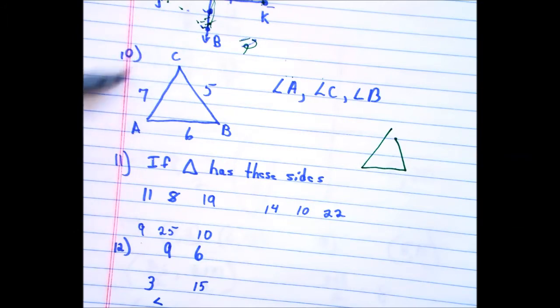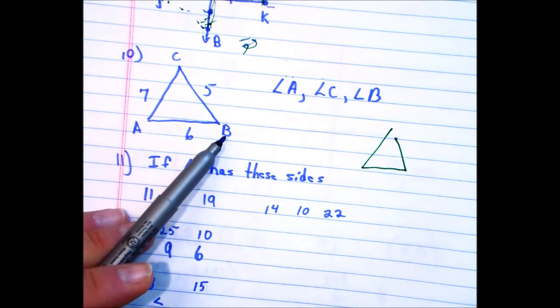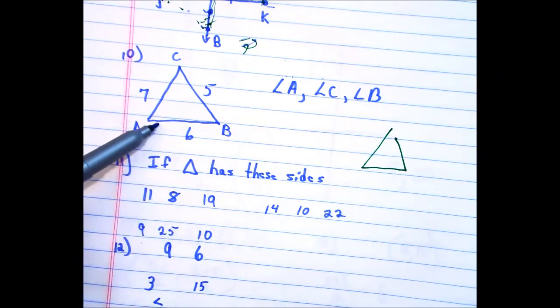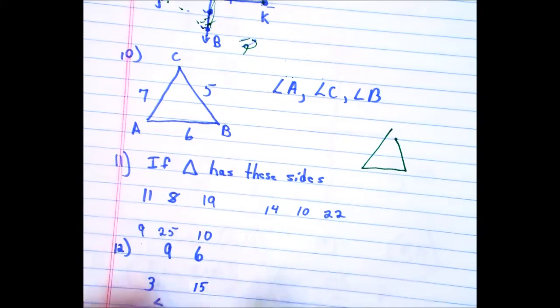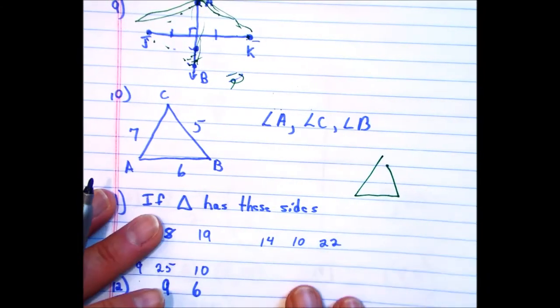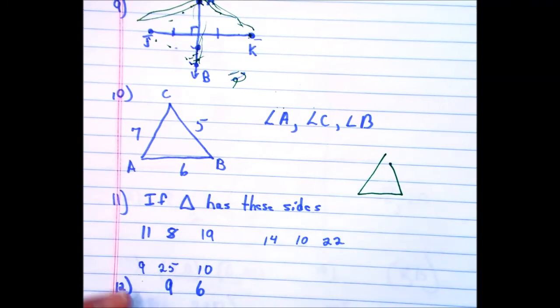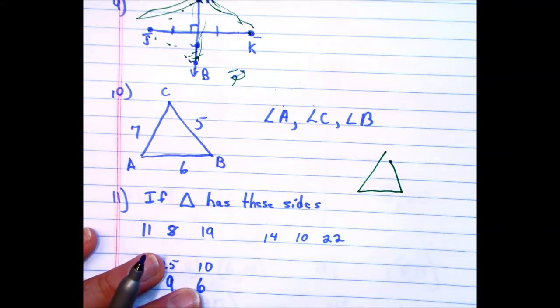Problem 10, which one of these angles is the largest? That would be B, because it's across from 7. Which one of these is the smallest? It's A, because it's across from 5. And remember, you're supposed to be doing these questions on your own, and then I'm kind of reviewing and going over how or why you should have gotten them correct.